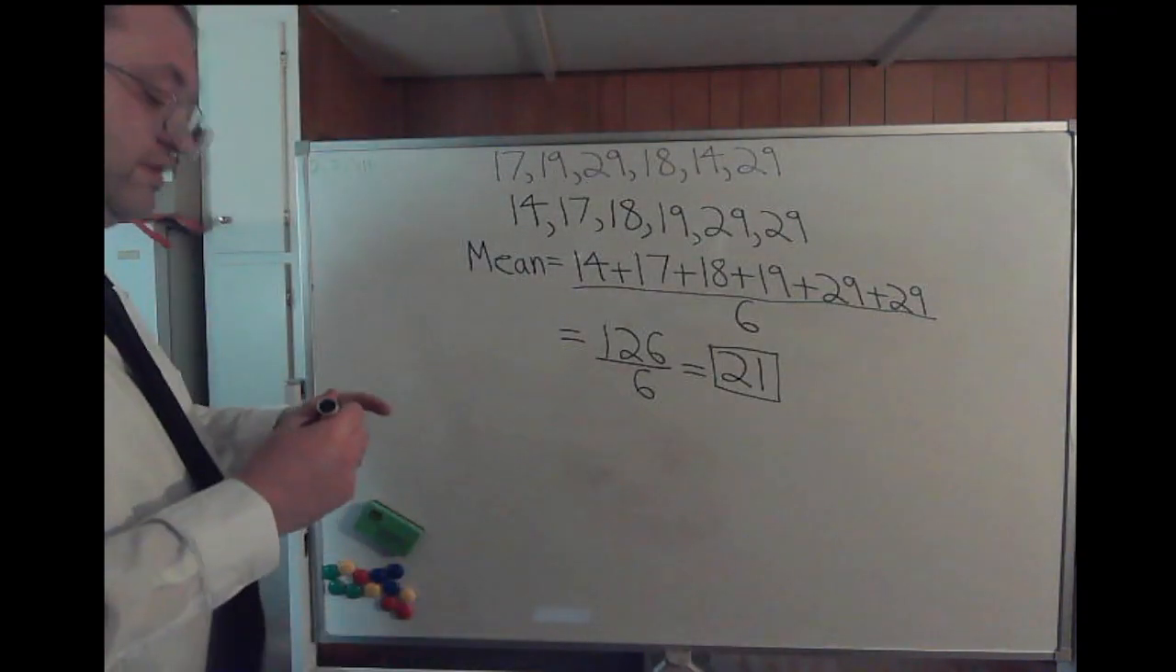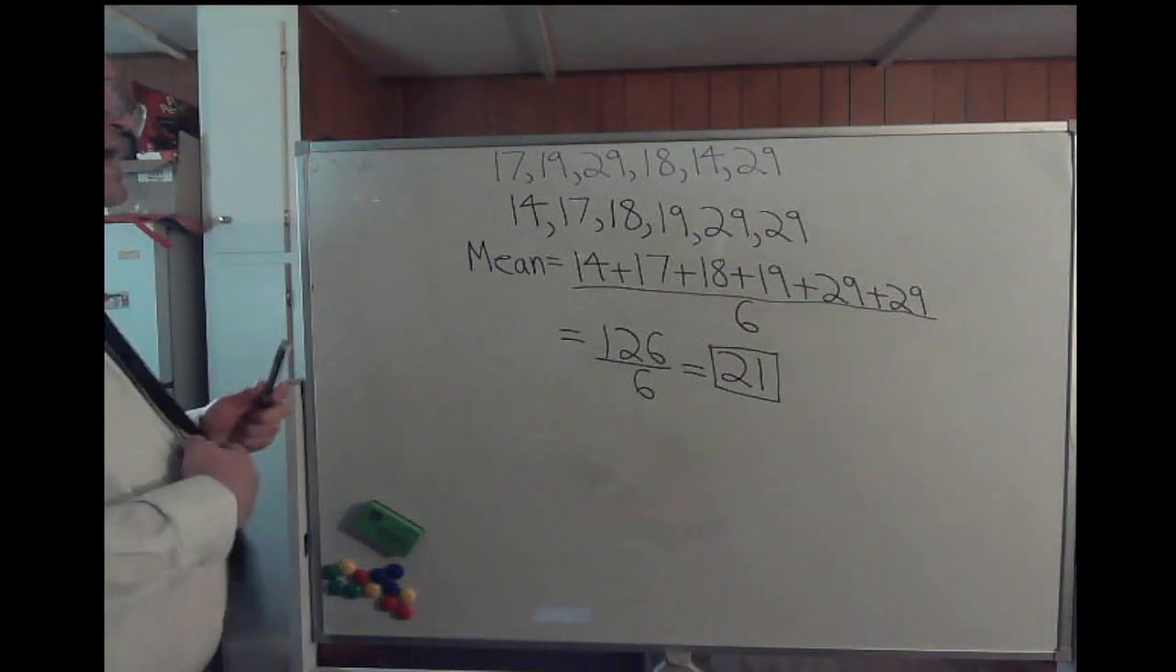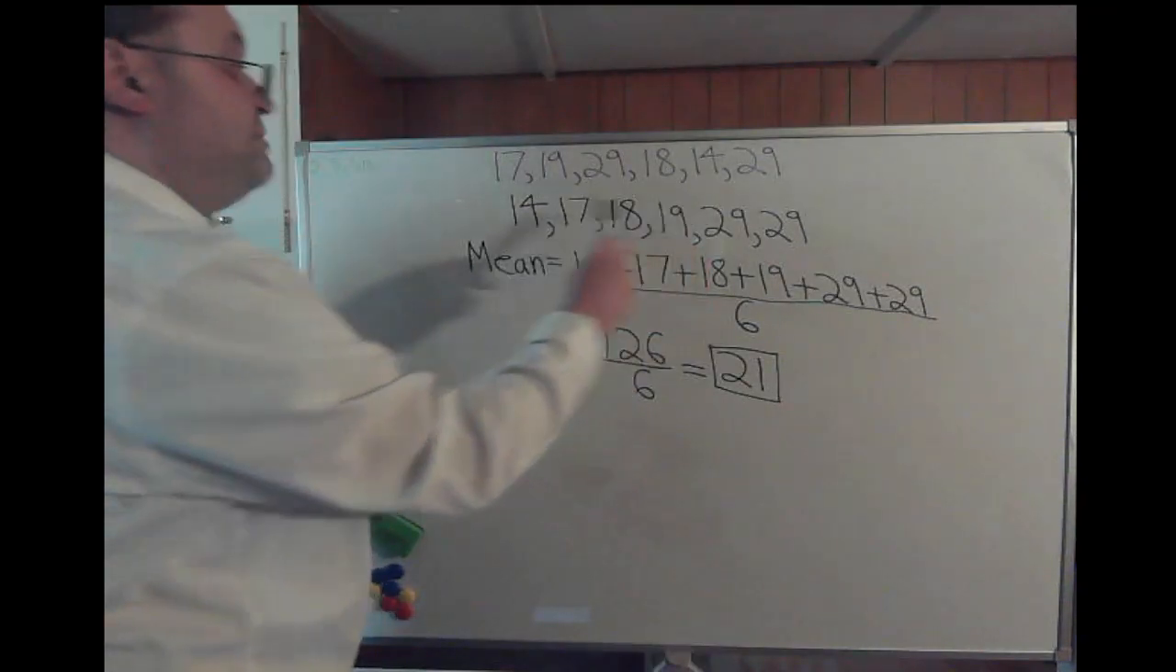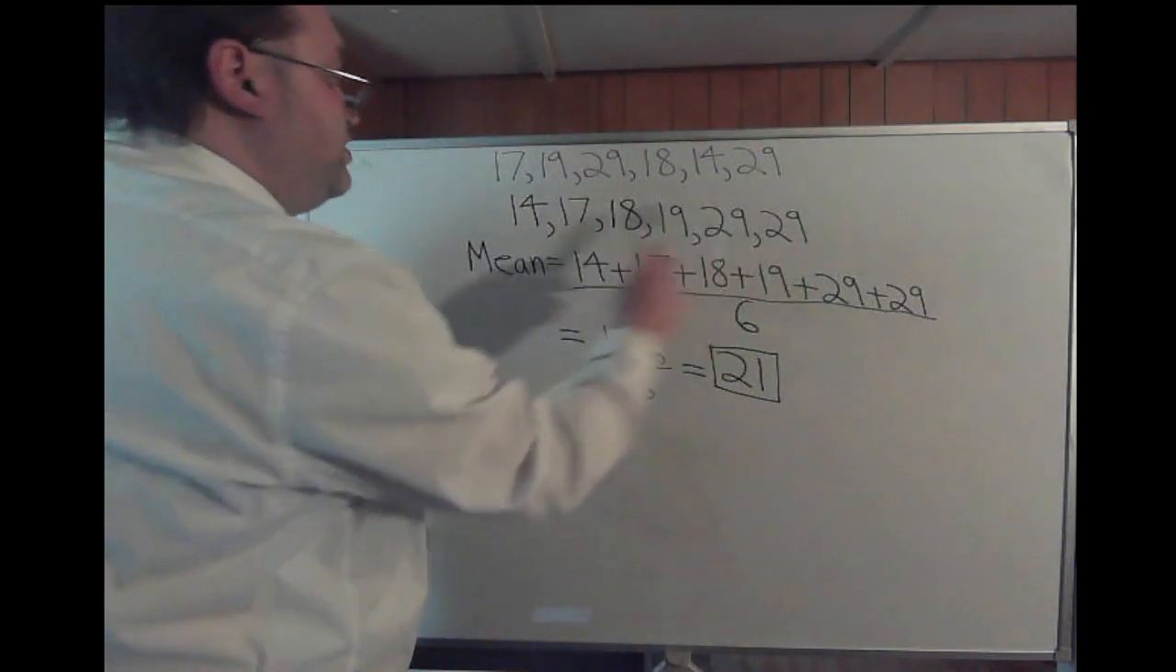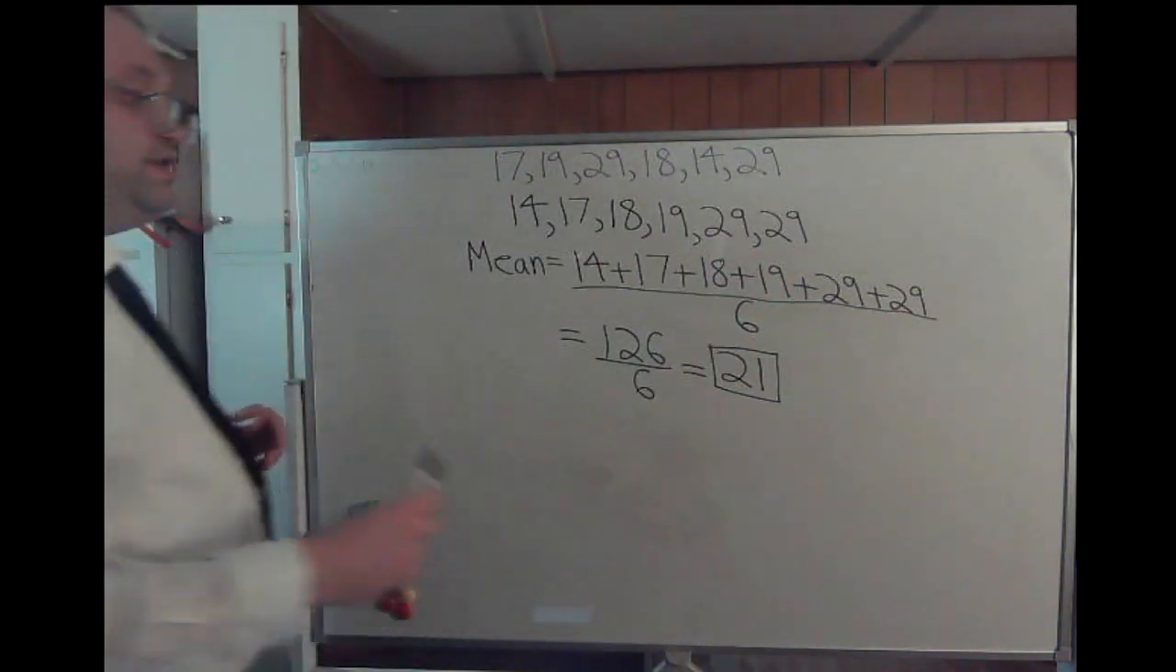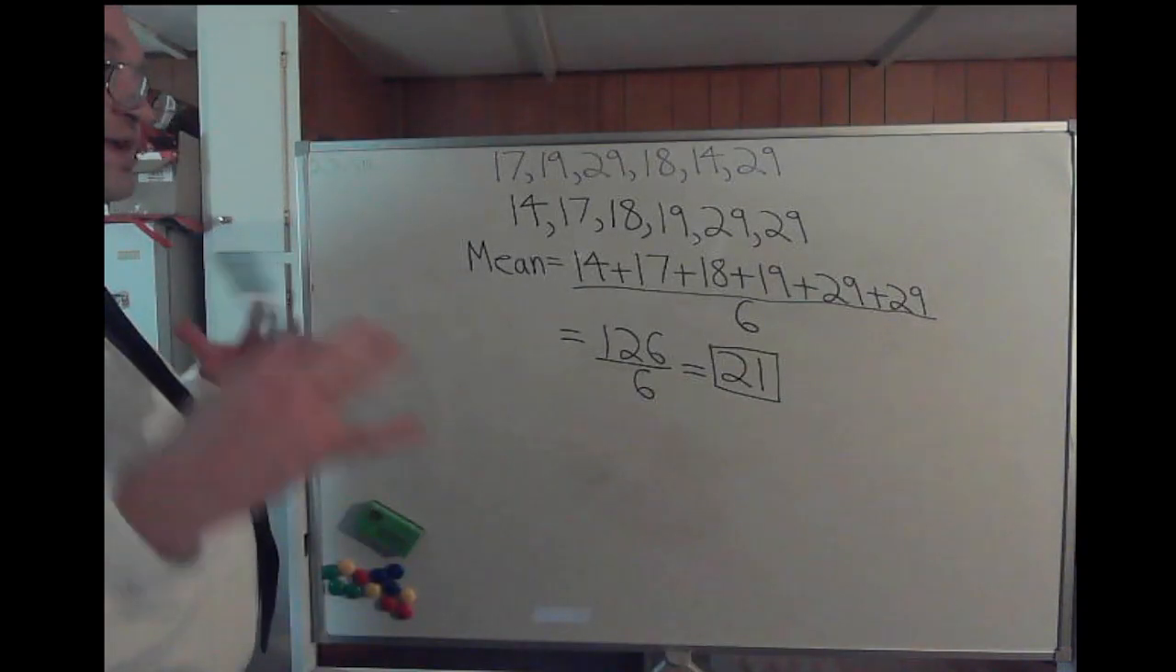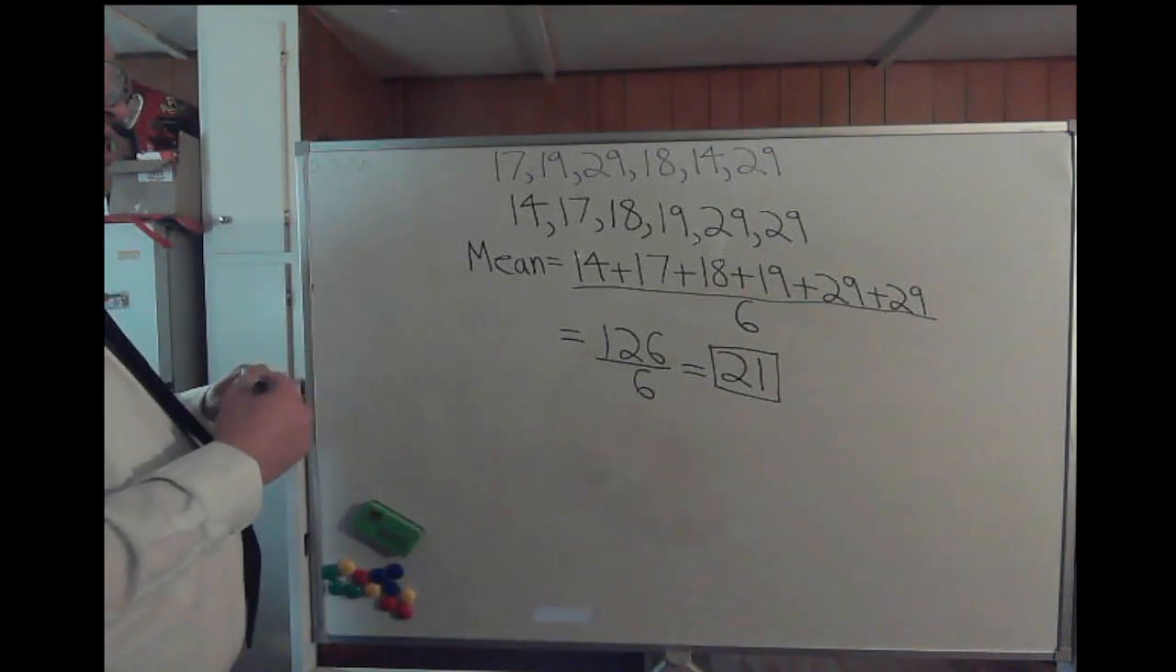Again, of course, your mean may not be on the list per se, but it should be somewhere in the range between 14 and 29. It should be a number that occurs within that range.